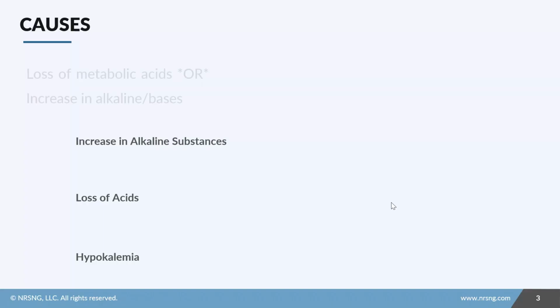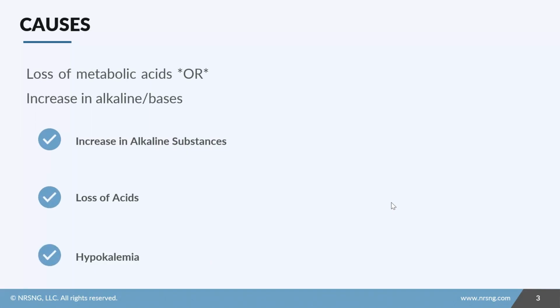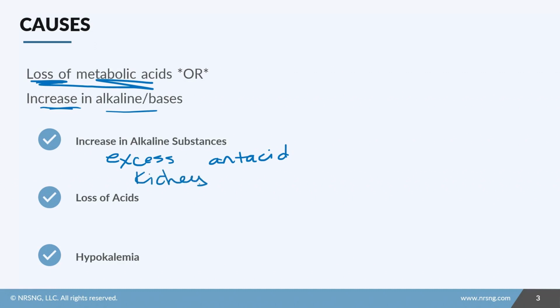Again, we're going to talk about base excess more in its own lesson later on at the end of the course. So the general causes of metabolic alkalosis are the exact opposite of the general causes for metabolic acidosis. It's either caused by a loss of metabolic acids or by an increase in alkalines or bases. Now, that increase in alkaline substances could come from things like excessive use of antacids. There's people that will pop Tums like it's candy, or from the kidneys retaining excess bicarb.